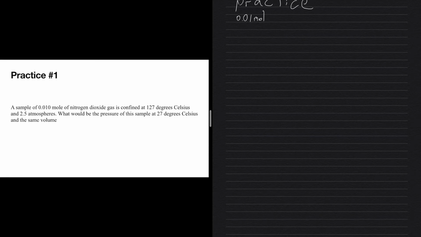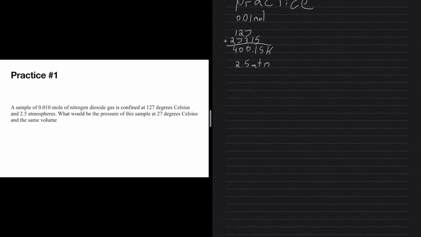And it's 127 degrees Celsius, which we already know we're going to need to convert to Kelvin because, as I said, all temperatures need to be in Kelvin. So for that, I just do 127 plus 273.15, and that's going to give me 400.15 degrees Kelvin. And then we have 2.5 atmospheres.